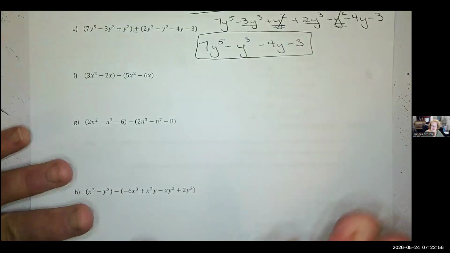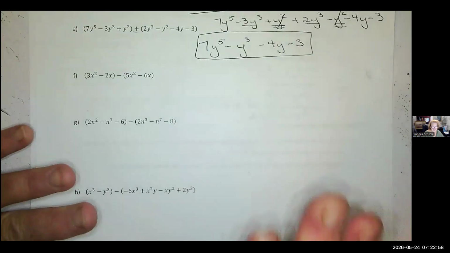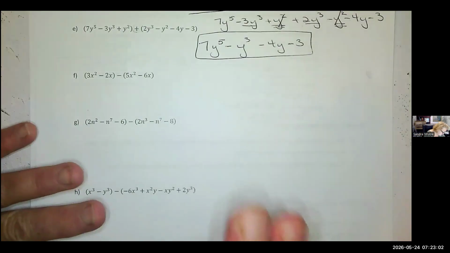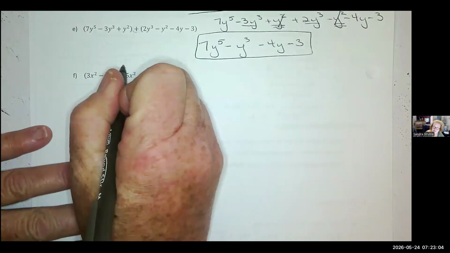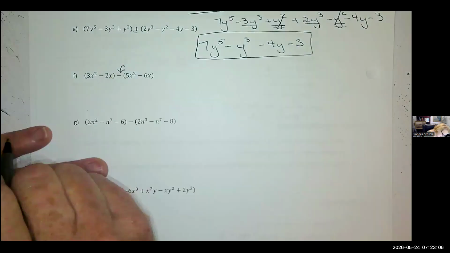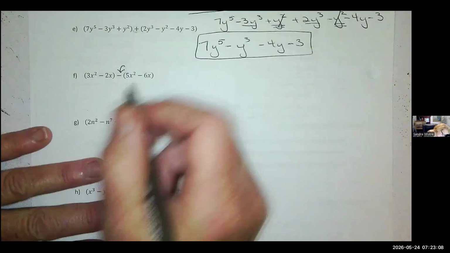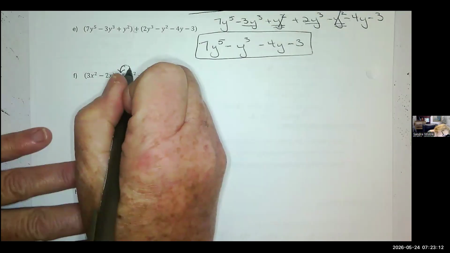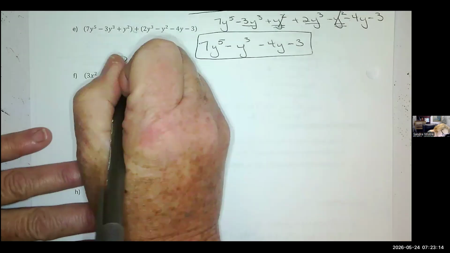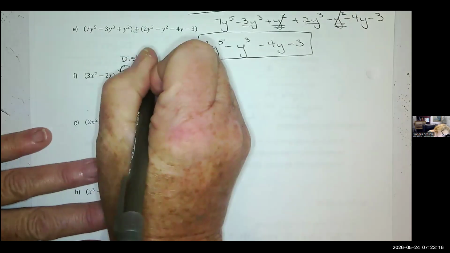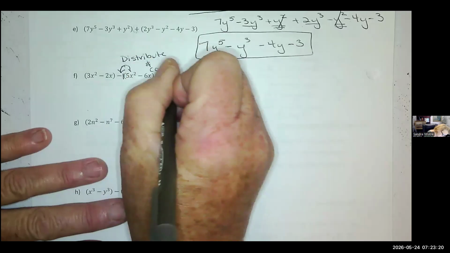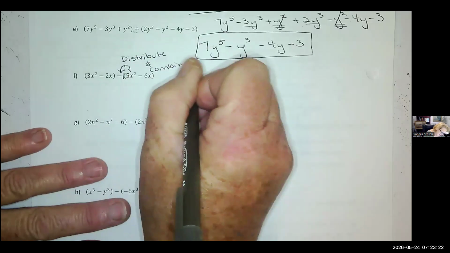You cannot just drop the parentheses and combine like terms. This is where, because this is subtraction, you have to distribute this negative. This is the same thing as having a negative 1 on the outside. You have to multiply this. So you're going to distribute and combine like terms, because this is a subtraction sign.